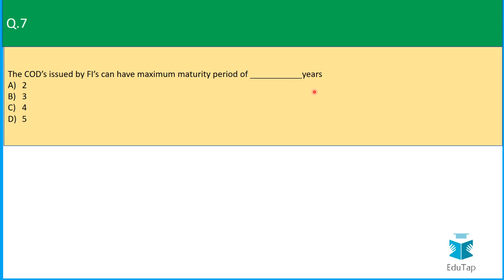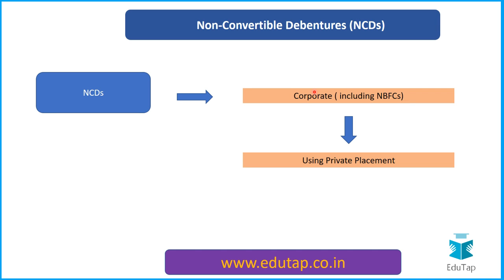Very good. I can again see some people answering it correctly. The answer is 3 years, because if CDs are issued by financial institutions, the minimum is 1 year and the maximum is 3 years. So we have discussed the call notice market, commercial paper, and CDs. Now we will move to non-convertible debentures, which shall be the last part of our session today.